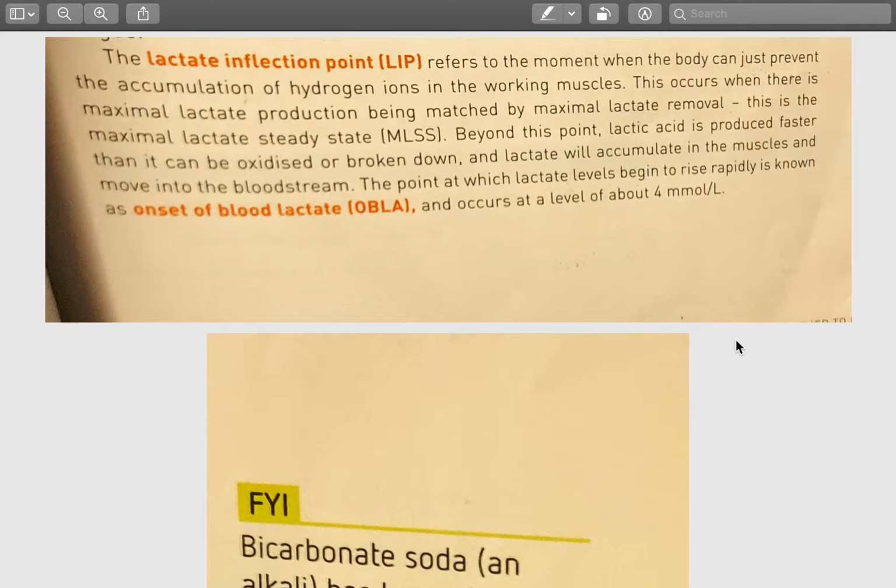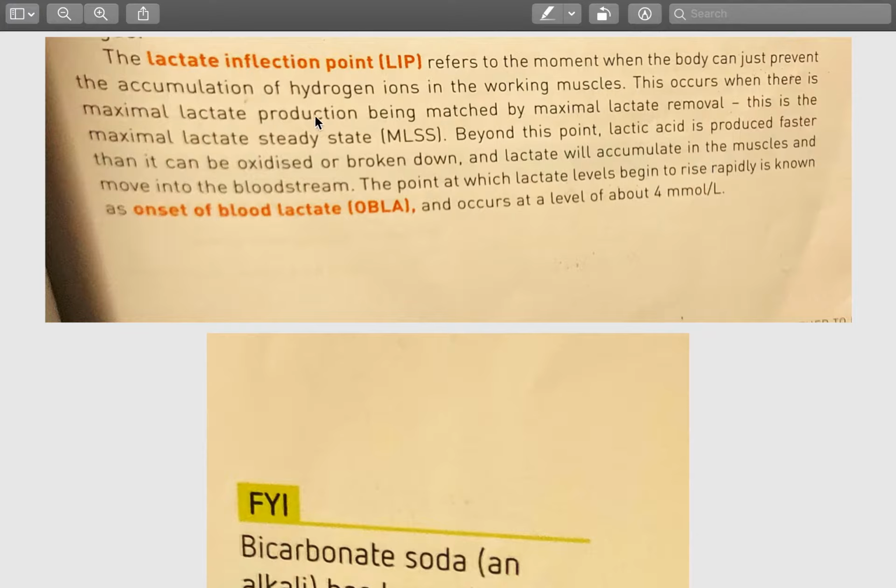However, this is an extra process that the body is going through. And if the body is now having to go through another process, as well as switching muscles on, breaking down ATP, breaking down phosphate creatine, trying to increase heart rate, trying to increase breathing rates, like a computer trying to run too many programs at once, something's got to give. And what ends up giving is the removal of these hydrogen ions from the muscles.